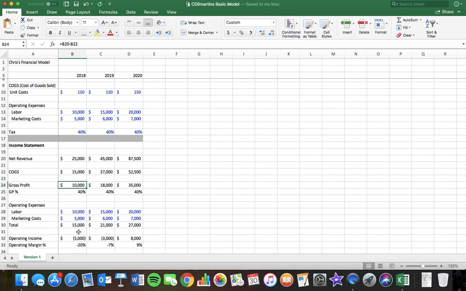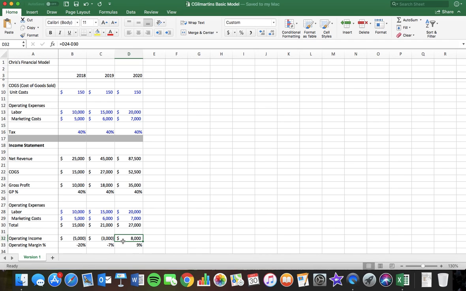Now down here, the operating income would basically be our gross profit from above, $10,000 for that first year, minus the total cost of operating, so our total operating expenses. So you get $10,000 minus $15,000. Obviously that's negative. So our first year we didn't make any money. Second year, same thing. We didn't make any money. We were in negative $3,000. But our third year, we took the gross profit of $35,000 and subtracted $27,000, our total operating expense that year, and we came out with an operating income of $8,000.